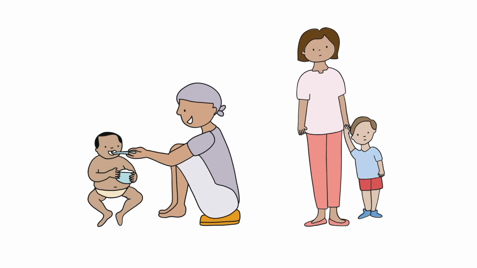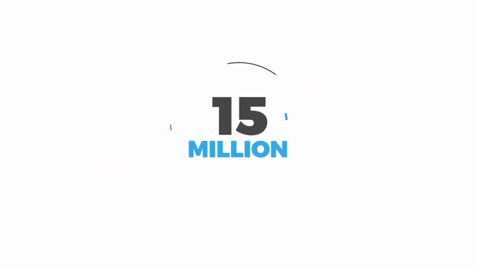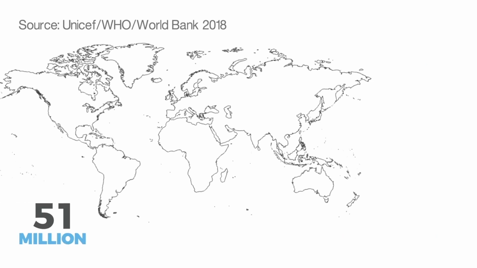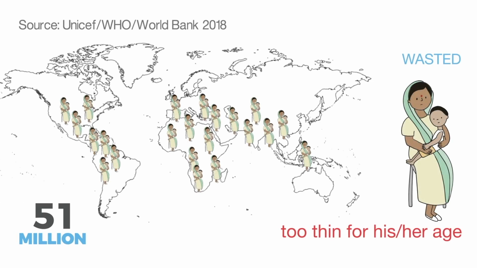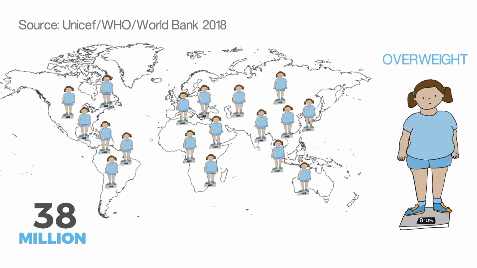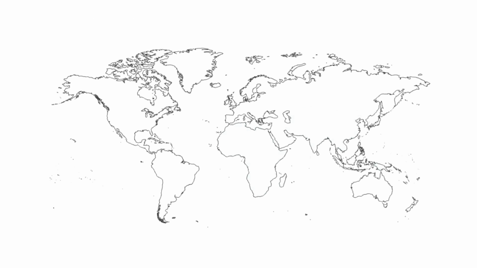and its consequences. Globally, 15 million children under 5 are stunted due to poor nutrition in utero and in early childhood. Nearly 51 million children under 5 suffer from wasting due to poor nutrient intake or disease. At the same time, 38 million children under the age of 5 are overweight because of poor diet and physical inactivity. These and other forms of malnutrition are common among lower socio-economic groups all over the world, particularly in Africa and Asia.